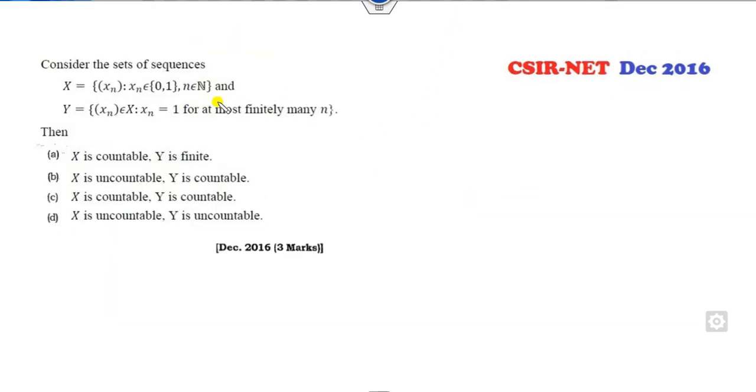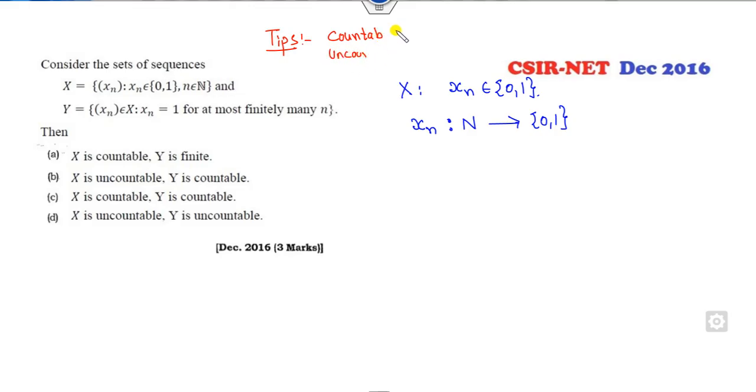Okay, look at this another one. Consider the set X, the collection of all those sequences which are either 0 or 1. So what does it mean? Xn is my sequence from 0 to 1. Always remember, students, whenever there is a question related to countability or uncountability, you always look at the cardinality. Whenever you find the cardinality, you will get the answer in a very simple manner.